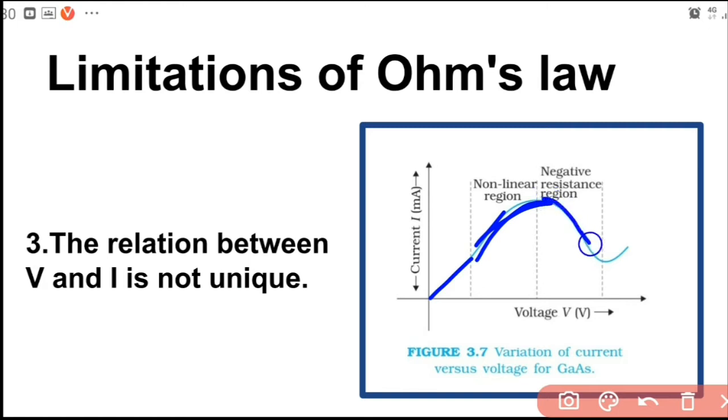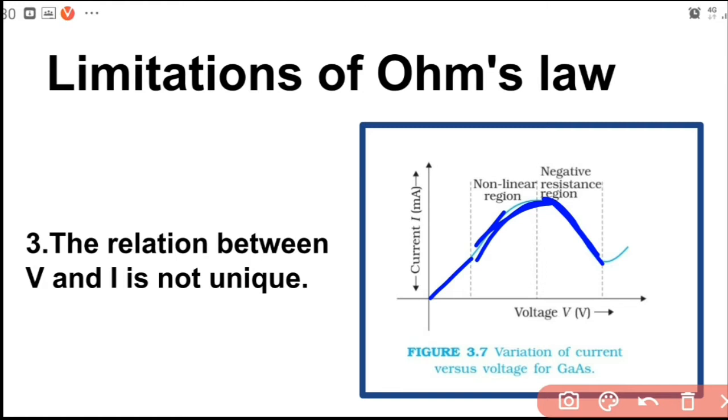Look here. The graph is going down, which means if you find the slope there, you will get it to be negative, which shows negative resistance. So that region of the graph we call the negative resistance region. This is what we mean by the relation between V and I is not unique. So in this graph itself, we got three regions: linear region, non-linear region and negative resistance region.